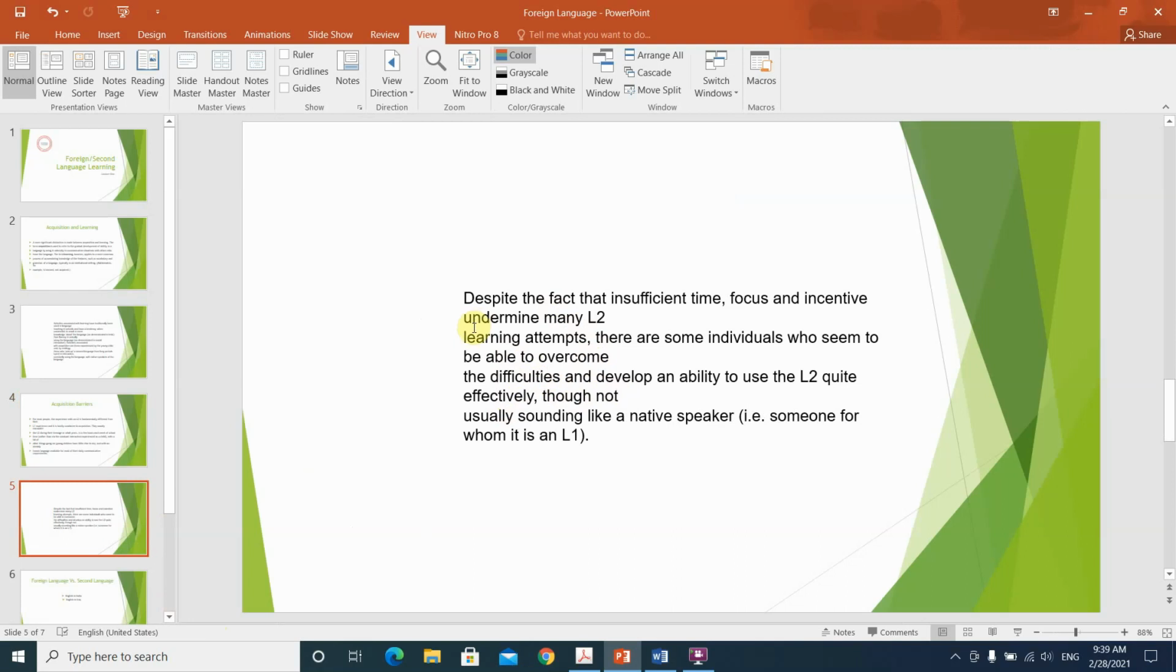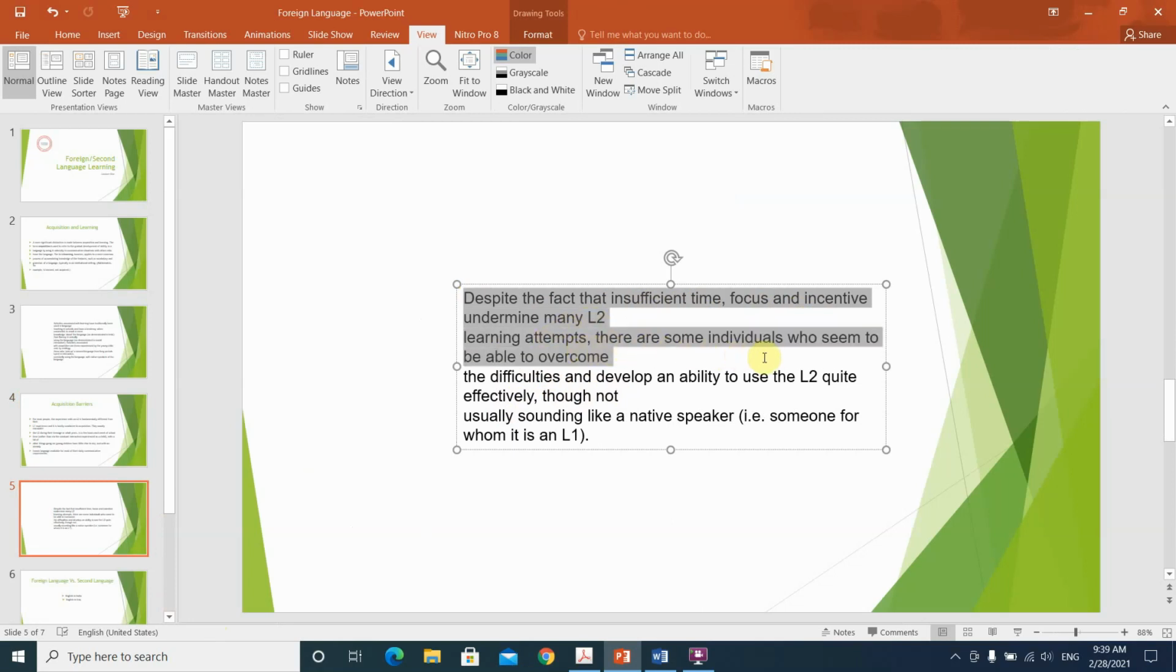things are different. Look at this. I'm going to read. Despite the fact that insufficient time, focus, and incentive undermine many L2 learning attempts, there are some individuals who seem to be able to overcome the difficulties and develop an ability to use the L2 quite effectively, though not usually sounding like a native speaker. What is meant by this?